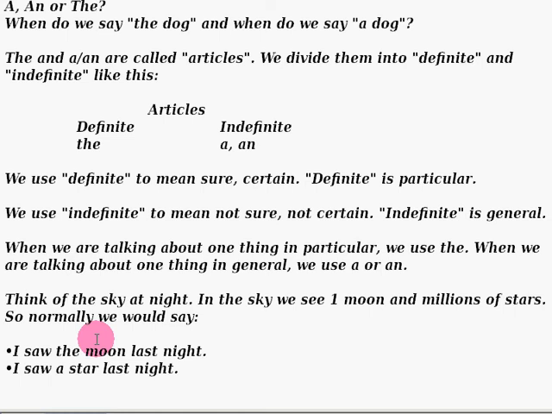Now, we can also say, I saw a star last night. We cannot say, I saw the star last night, because that means we are talking about a particular star. But here, in our sentence, I saw a star last night, that means you saw a star, but nothing in particular. Not a specific star. A general star, one star in the sky.